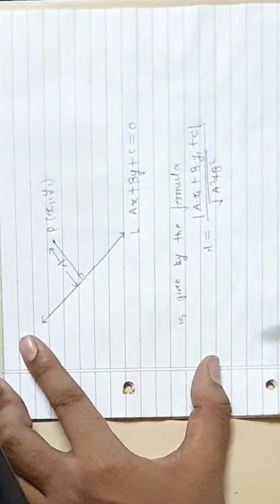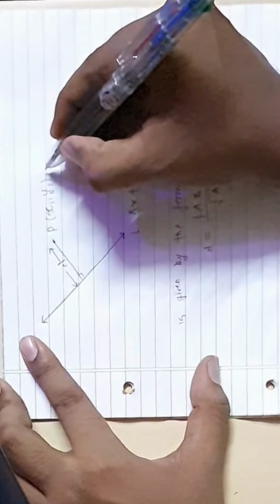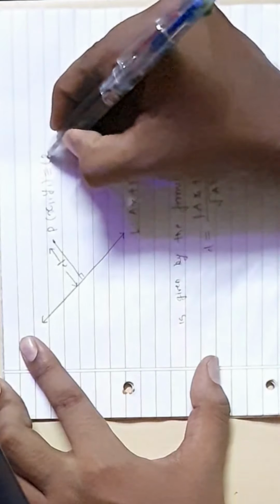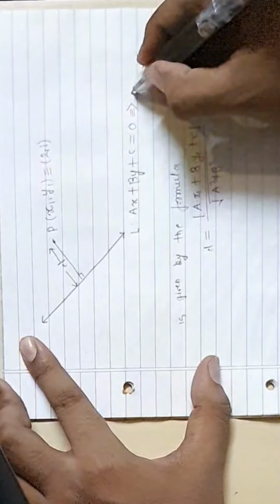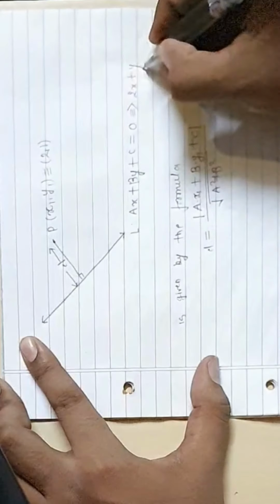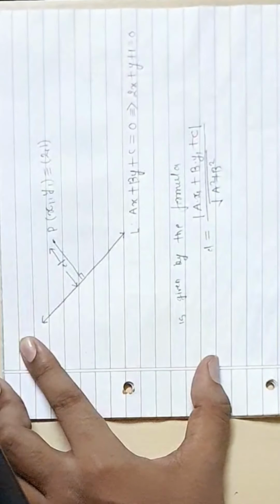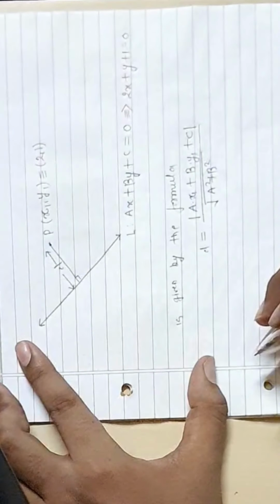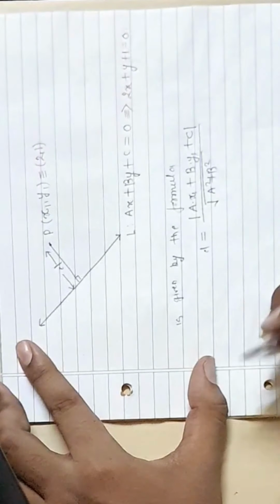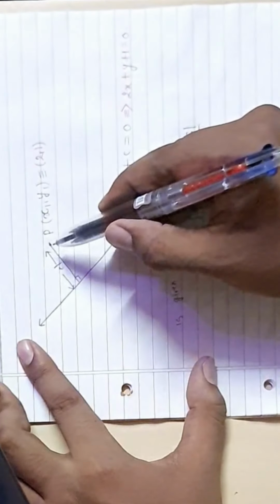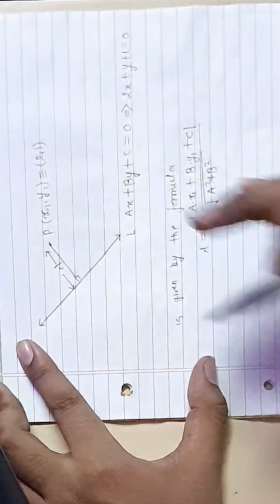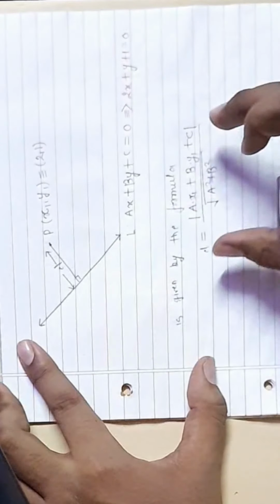Let's see one example based on this. Consider the values of x1, y1 as 2 comma 1 and the equation of the line is 2x plus y plus 1 equals 0. Let's solve this. Here we have to find the distance D, which is the perpendicular distance from the point P to the line L.